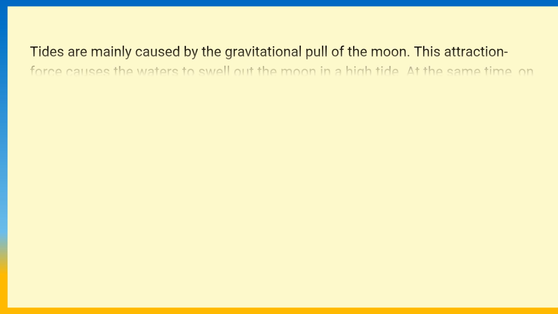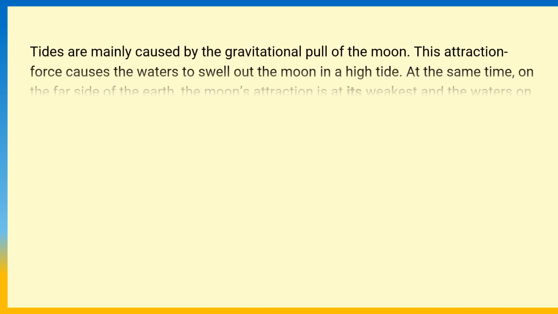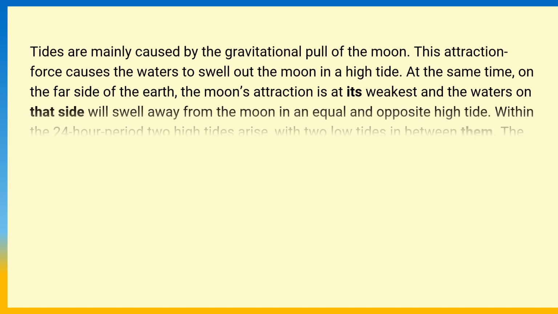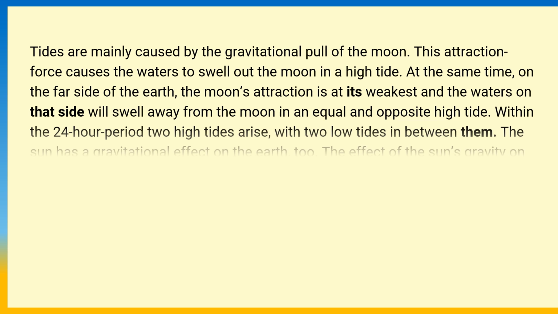This attraction force causes the waters to swell out toward the moon in a high tide. At the same time, on the far side of the Earth, the moon's attraction is at its weakest and the waters on that side will swell away from the moon in an equal and opposite high tide. Within the 24-hour period, 2 high tides arise, with 2 low tides in between them.